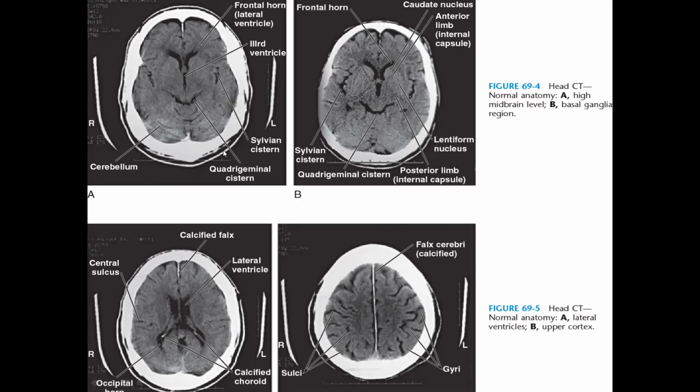So A, which is the first image, is at the high midbrain level. B is at the basal ganglia region. Then on this one, A is showing the lateral ventricles, and this one is very important. Most of the time when we're evaluating head CTs for hemorrhage, we usually look at this level, the level of the lateral ventricles. Then B, this is the upper cortex.